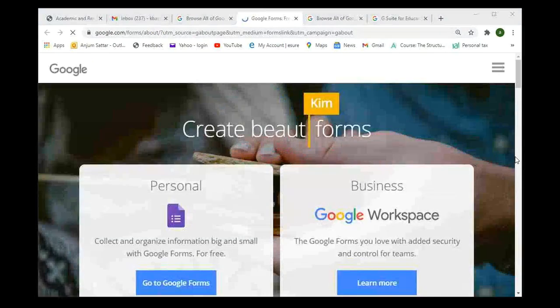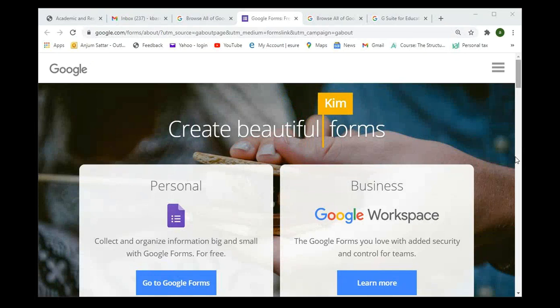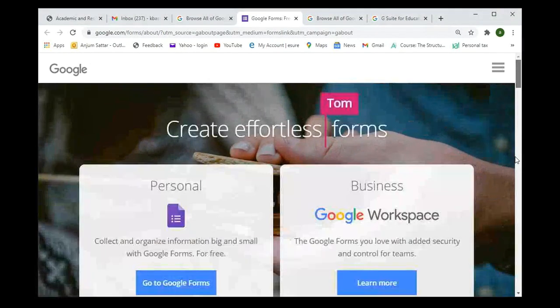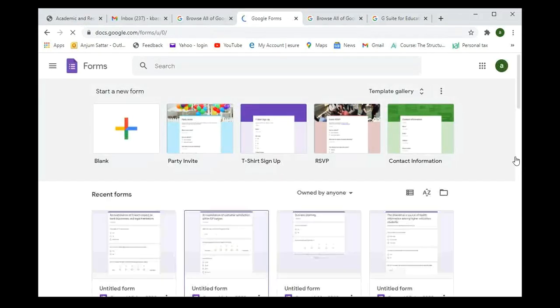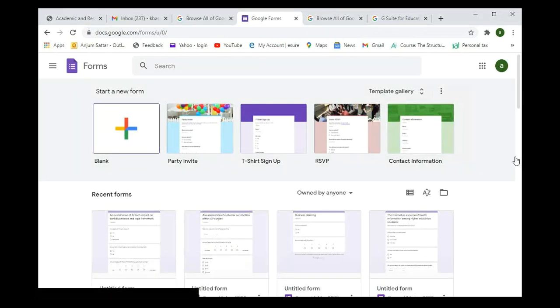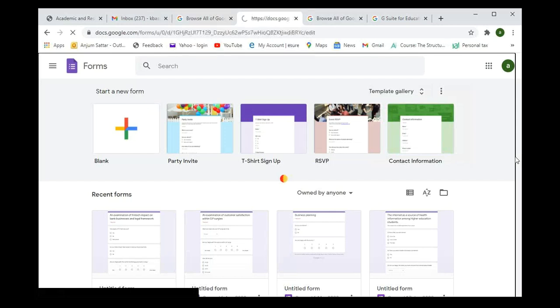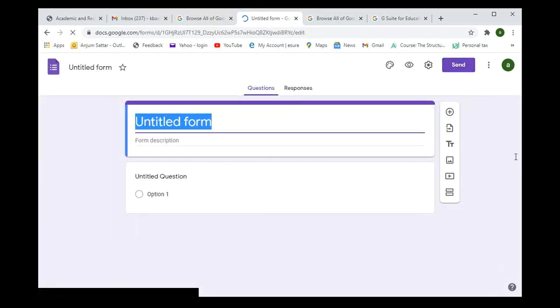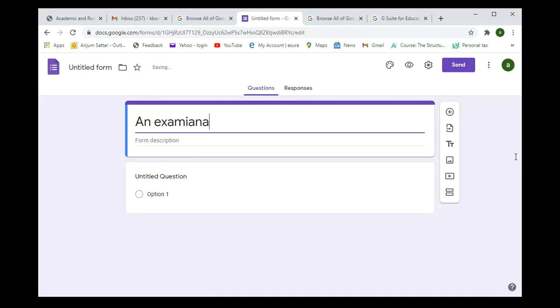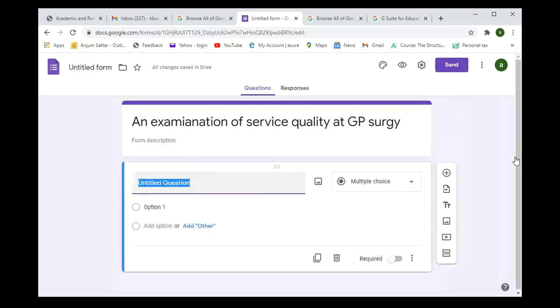When you double click on this one, it opens the form. You can say you want to use it. If you want to, it's not compulsory. You must use it. So no stress, please. This is the blank form. You can click it and create your own form. Like my topic is an examination of service quality at a GP surgery.